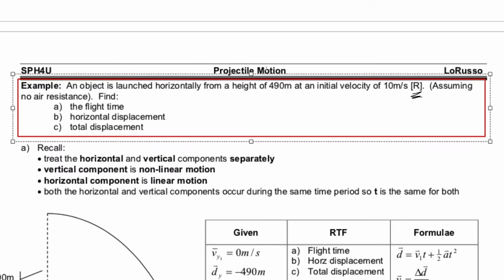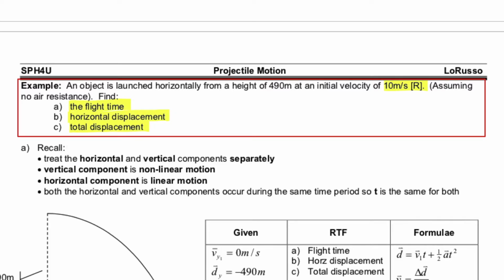Okay, so let's focus on another example here. An object is launched horizontally from a height of 490 meters at an initial velocity of 10 meters per second towards the right. All right, so our projectile is launched perfectly horizontally. Assuming no air resistance, we need to find the flight time, the horizontal displacement, and the total displacement.